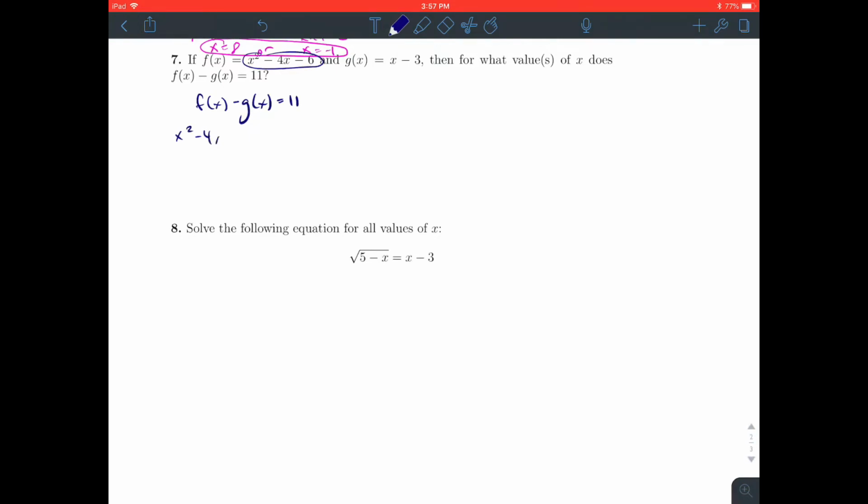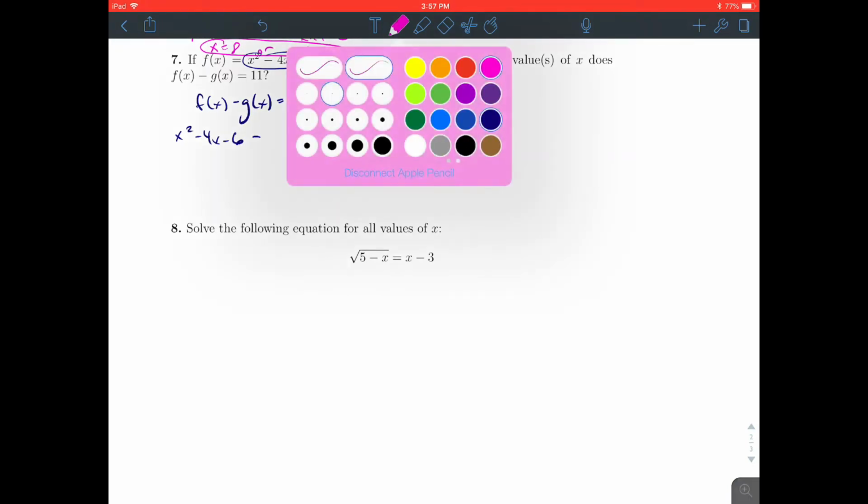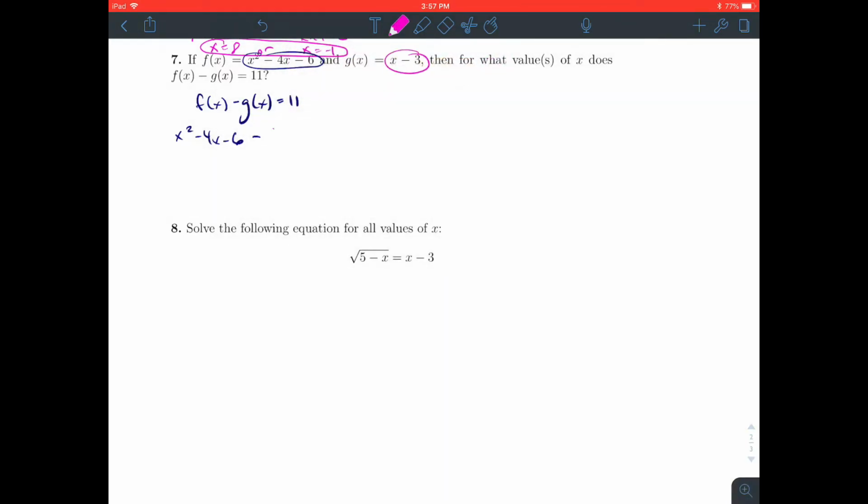So we'll get x squared minus 4x minus 6 minus, and now we're subtracting all of g of x, so we're going to subtract in parentheses x minus 3. This has to equal 11. So I hope that you remember to include your parentheses when you wrote that, because that will remind you to distribute your minus sign to both terms. That gives us x squared minus 4x minus 6 minus x. Negative times negative is plus 3 equals 11.